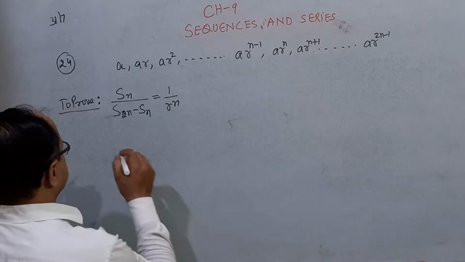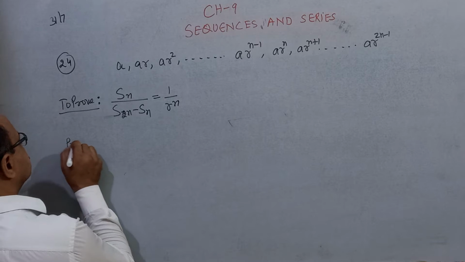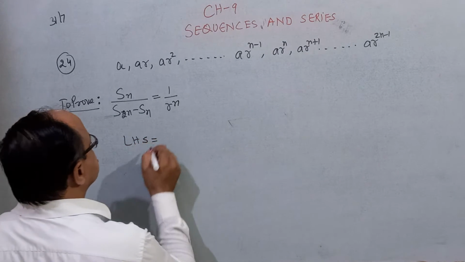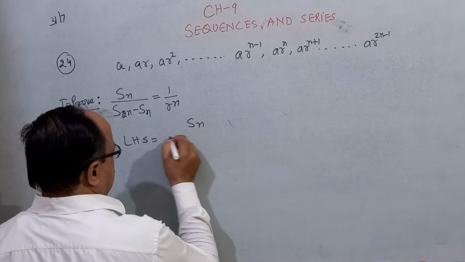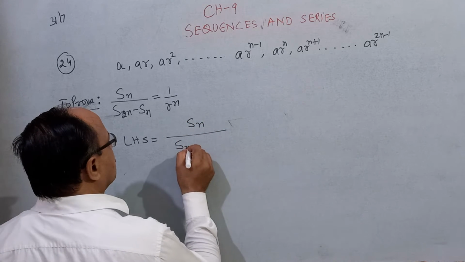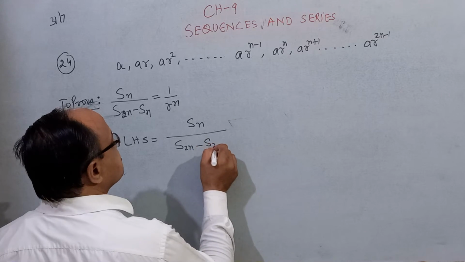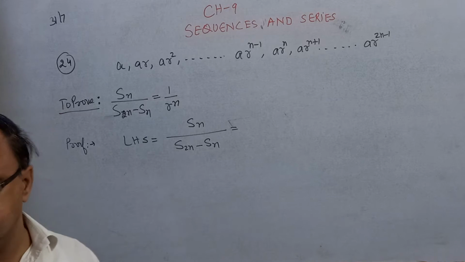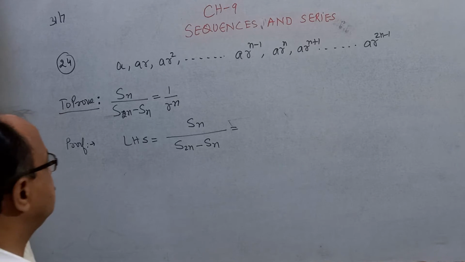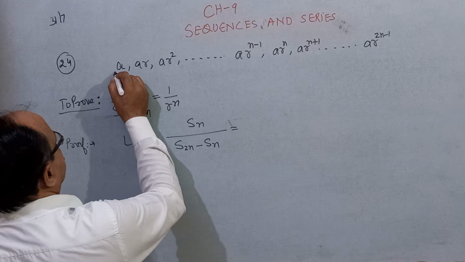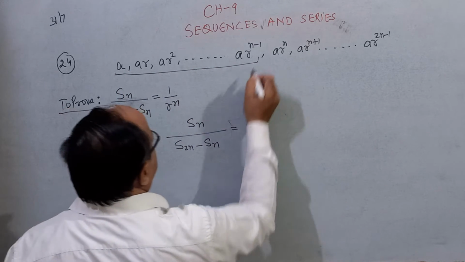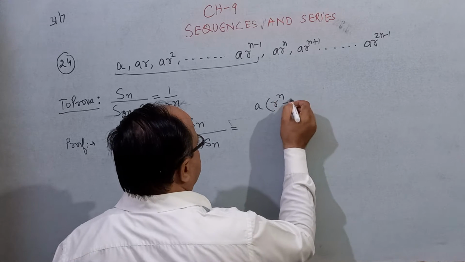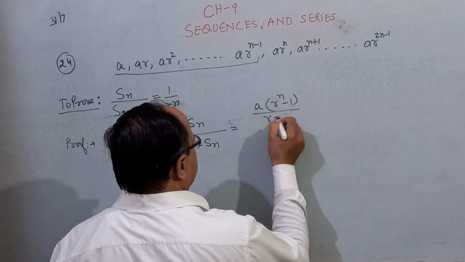Now, take a proof. Left hand side, Sn upon S2n minus Sn. Sn means the sum of n terms from here to here, and this is the formula directly, A r to the power n minus 1 upon r minus 1.